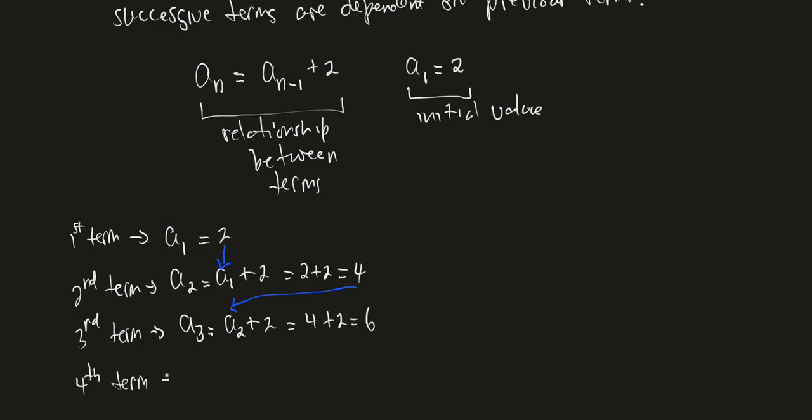And then, let's do our fourth term. The fourth term would be a sub 4. Again, based on the rule, to find a sub 4, I have to take a sub 3 and add 2 to it. So a sub 3 plus 2. I know what a sub 3 is, that is equal to 6. Plug that in, and then evaluate. 6 plus 2 is 8.